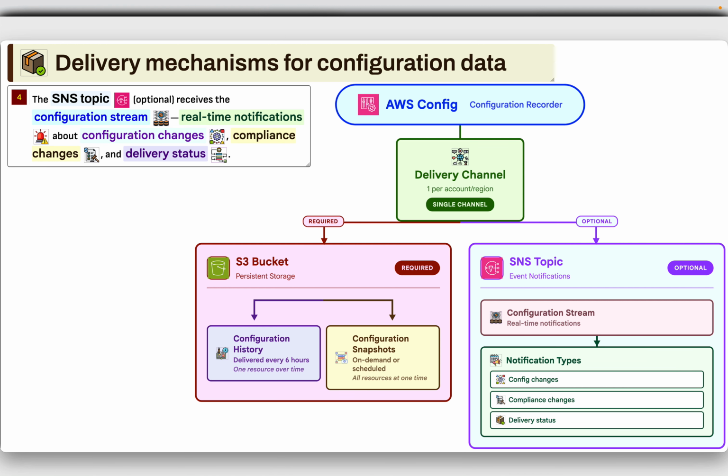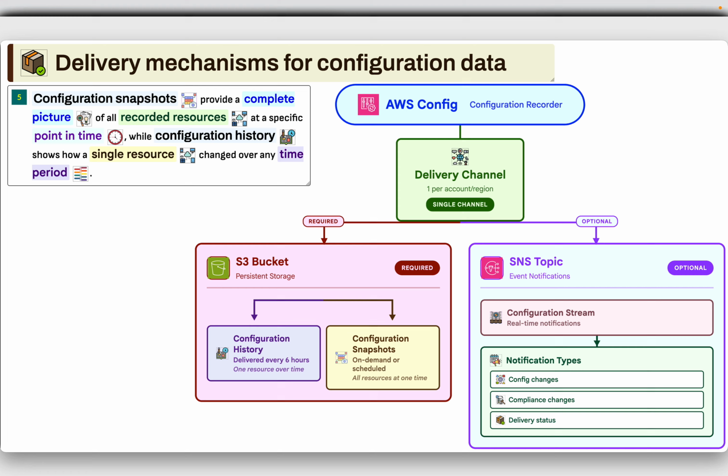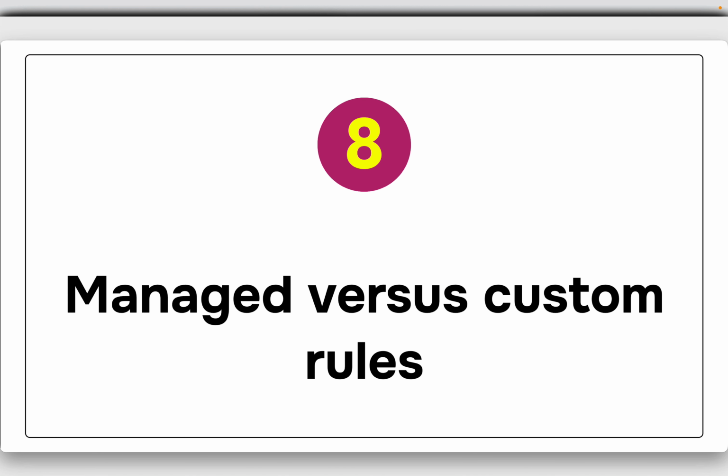Second delivery mechanism is the SNS topic or the channel, not the mechanism. The SNS topic is optional and receives the configuration stream, which consists of real-time notifications about configuration changes, compliance changes, and delivery status. Configuration snapshots provide a complete picture of all recorded resources at a specific point in time, while configuration history shows how a single resource changed over any time period.